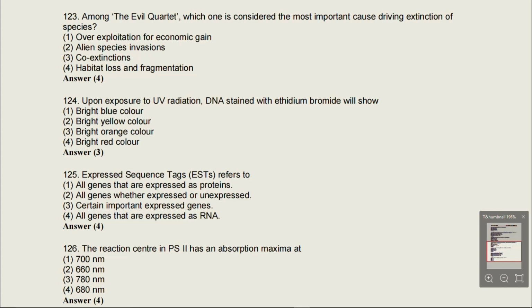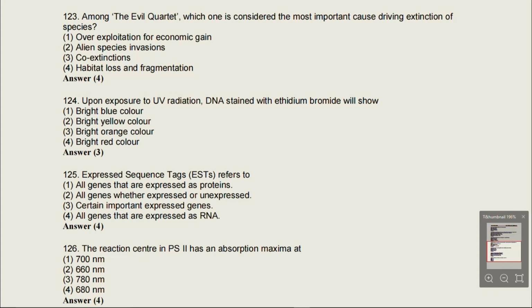So the next one is: upon exposure to UV radiation, DNA stained with ethidium bromide will show bright orange color. So the answer is option 3, bright orange color. And this question is taken from Unit 7 Genetics and Evolution, Chapter 5 Molecular Basis of Inheritance.